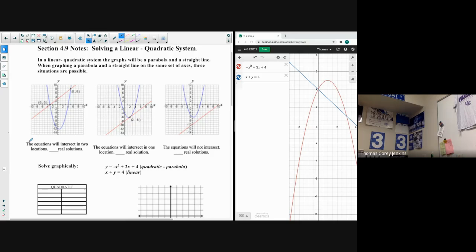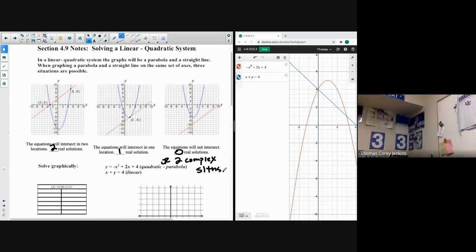So just the basics here. If the equations intersect in 2 locations, those have two solutions. Remember, the solutions to any system are those points of intersection. So this would have 2 real solutions. If they intersect in one spot, that would be 1 real solution. If there is a space there and you can tell that they're never going to intersect, then that would have no real solution, or 2 complex solutions.